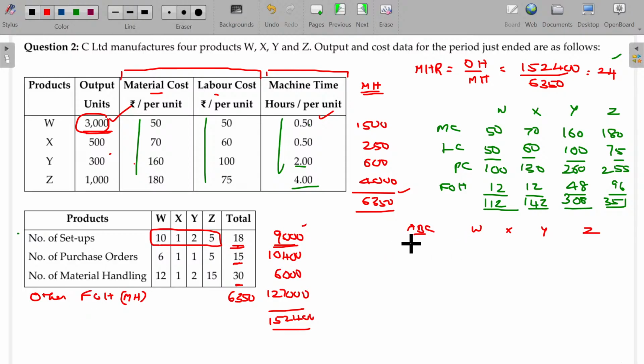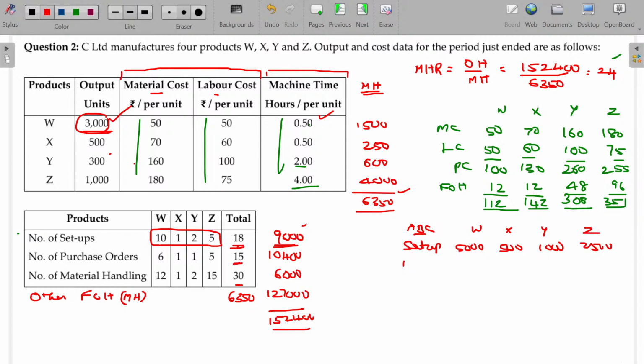5,000. Setup cost 5,000. X being 500. Y being 1,000. Z being 2,500. Is that clear? This seems to be pretty simple. Thereafter, you convert that to per unit cost later on. I calculate all these overheads for the total.